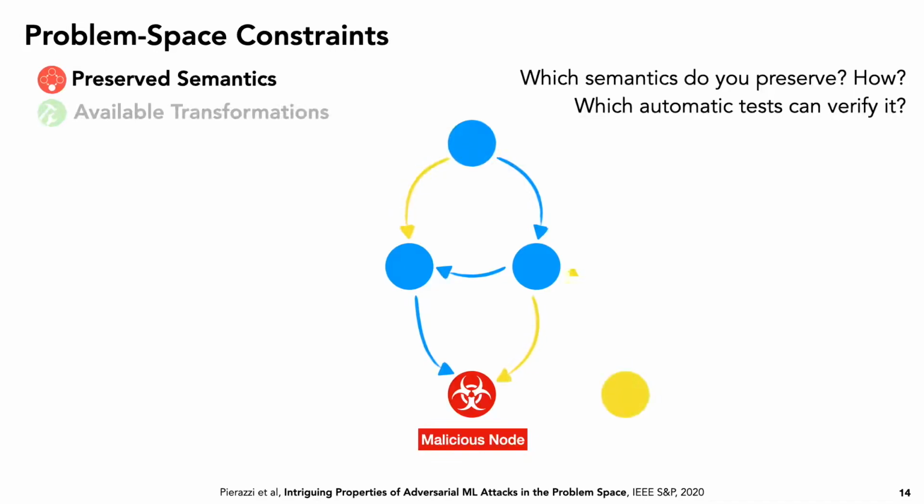So in this case, removal might not be possible, but the addition of these yellow edges and yellow node would be a valid transformation because the red node is still reachable.